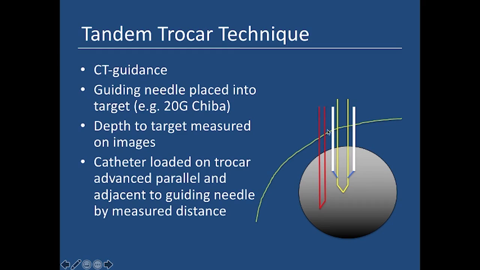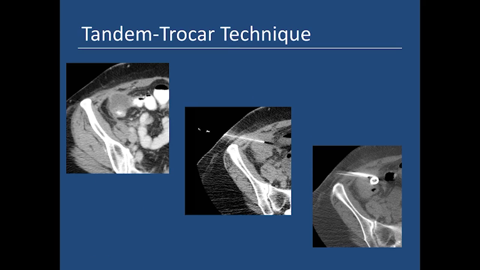Once that's done, then examination of the skin surface 360 degrees around that needle, and then synthesizing the images obtained on CT will help you select a location along that 360 degree axis around that needle, and then marking that spot adjacent to the needle and advancing your drainage catheter on a sharp stylet by a prescribed depth as measured on the CT scan. And I'll show you an example of that here.